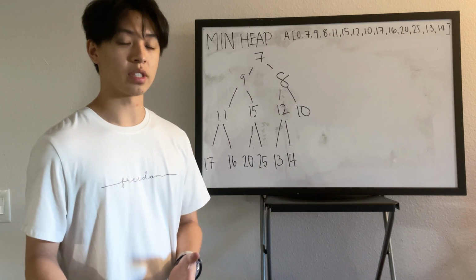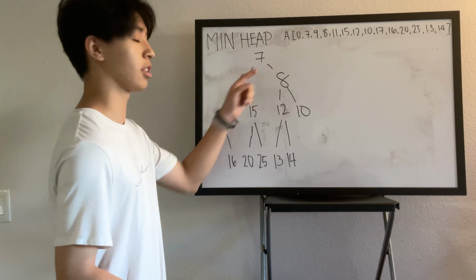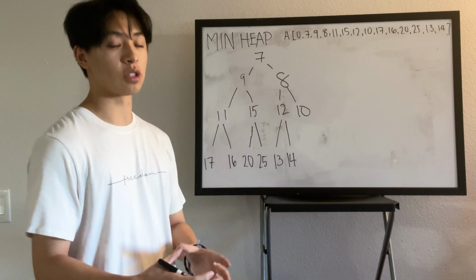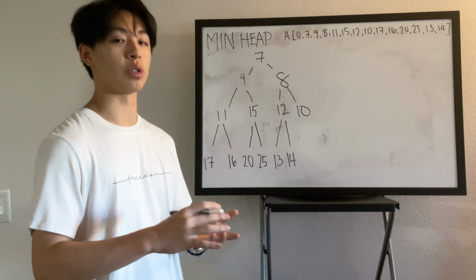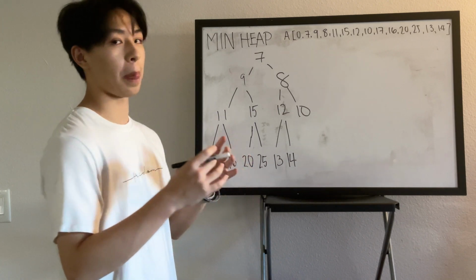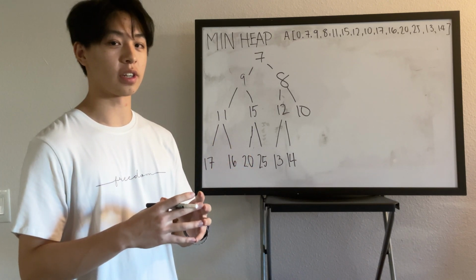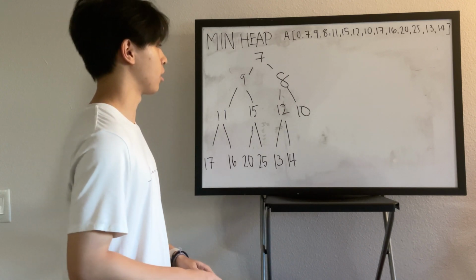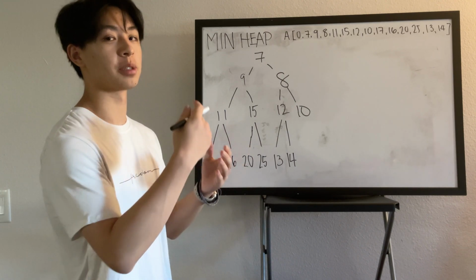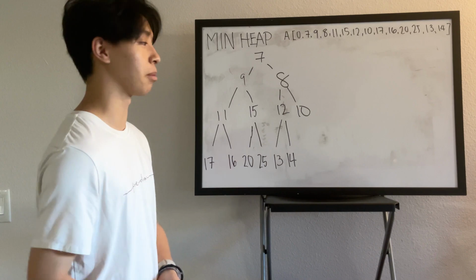And the key characteristic of a min heap is that the root is going to be the smallest value. Every single node is going to be smaller than or equal to its children. No value is going to be larger than either of its children. So from top to bottom, smaller values are on top, larger values are on the bottom.